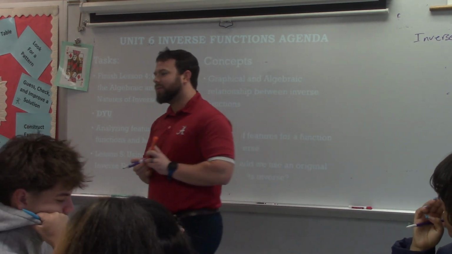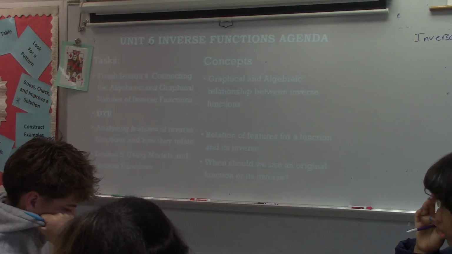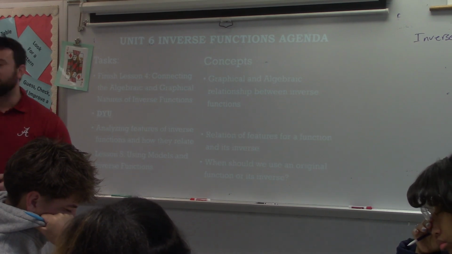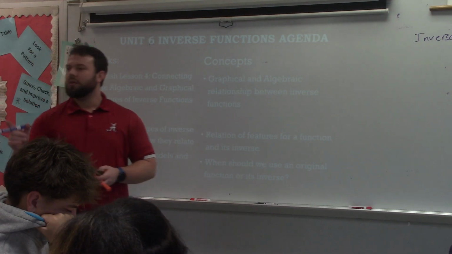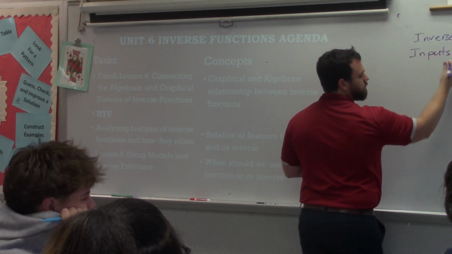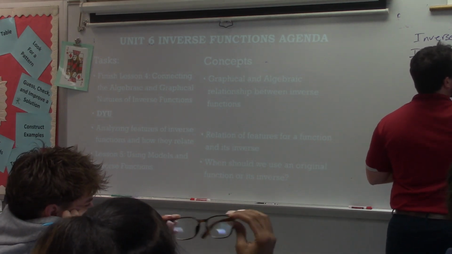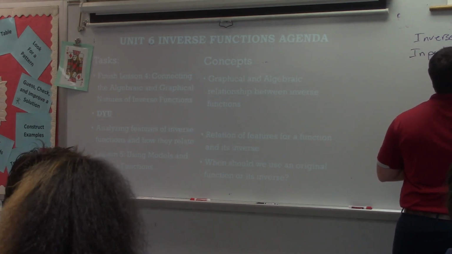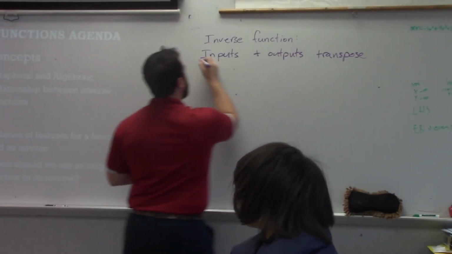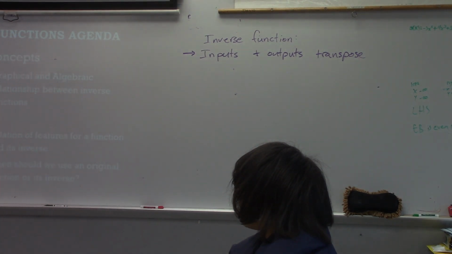Something about the inputs and the outputs, maybe. They don't cancel each other out. That's something else. So the inputs and outputs transpose, right? So at the core, the inputs and outputs transpose. That's the idea of an inverse function. Okay, that works no matter if you have a graph, an equation, a table, anything like that. Inverse functions, by defining characteristic, the inputs and outputs transpose.